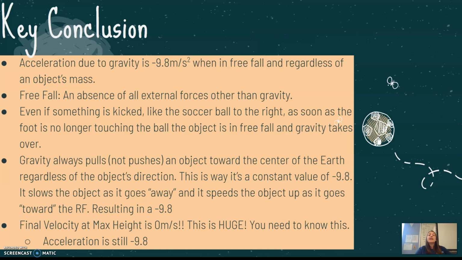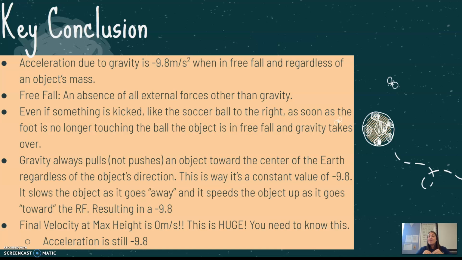So the biggest conclusion that we can make from all of this is that yes, we are dealing with a uniform acceleration regardless of the direction that the object is going, regardless of the fact that it hit, bounced up, came back down, you still get one single acceleration. And that is because gravity pulls us downward at one singular uniform rate. And that singular uniform rate is -9.8 meters per second squared when in free fall, and this is regardless of an object's mass.